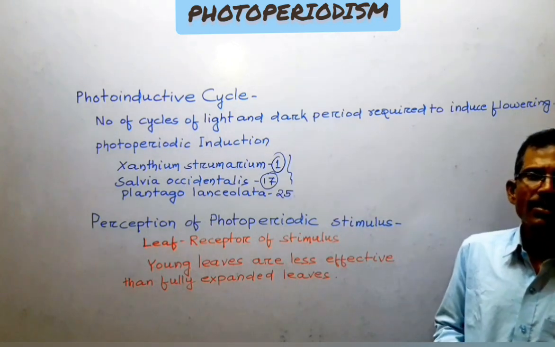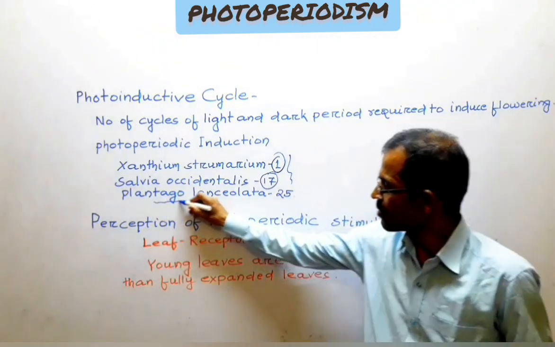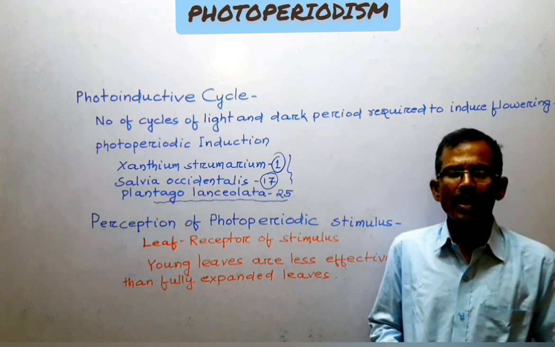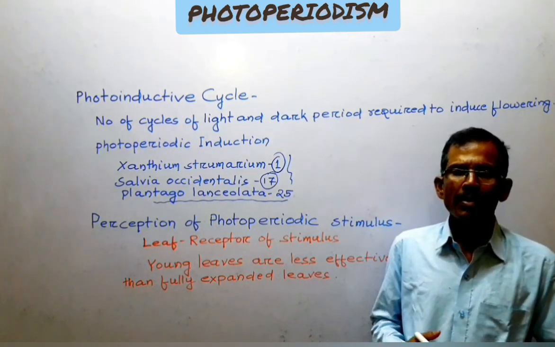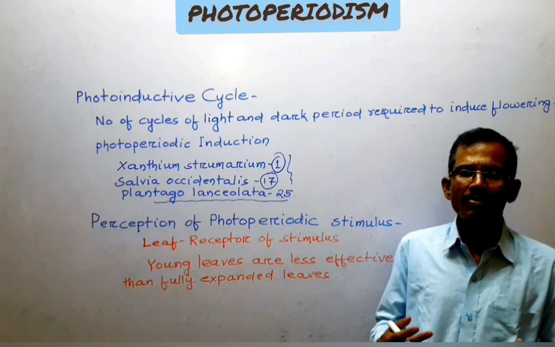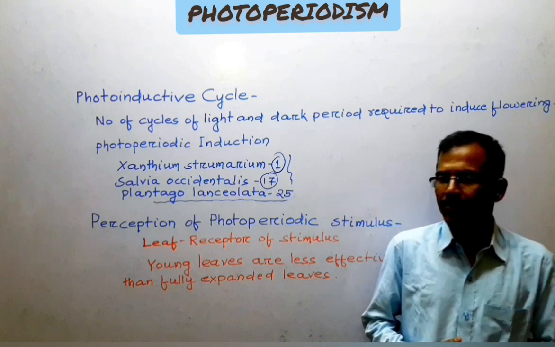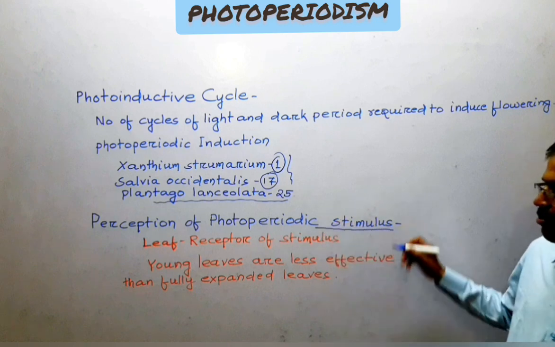But in the case of a long day plant such as Plantago lanceolata, it is 25. When a plant has been subjected to the minimum number of photoinductive cycles, it will flower even if it is placed under non-inductive conditions. Next, perception of photoperiodic stimulus.